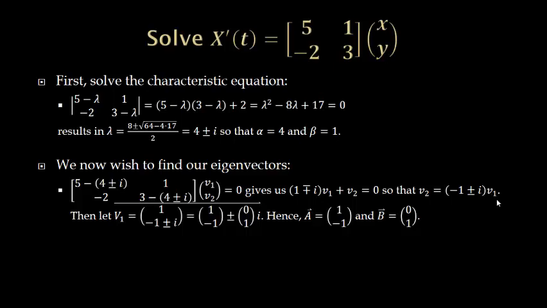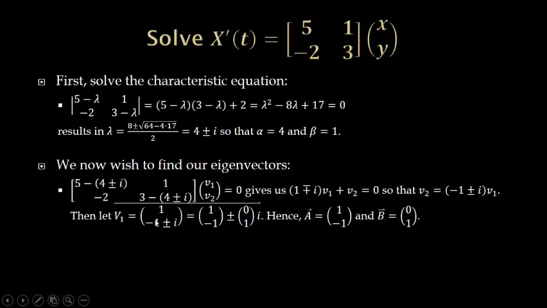You could let v1 be anything. You could let v1 be i. You could let v1 be 3. I suggest letting v1 be 1. If you let little v1 equal 1, then that forces v2 to be negative 1 plus or minus i. And that's what I have here.